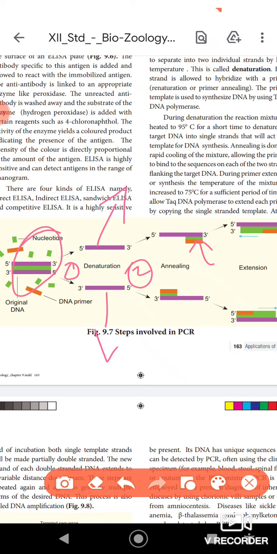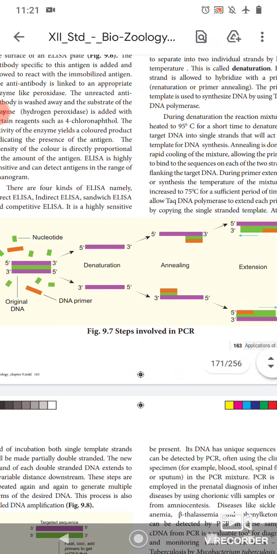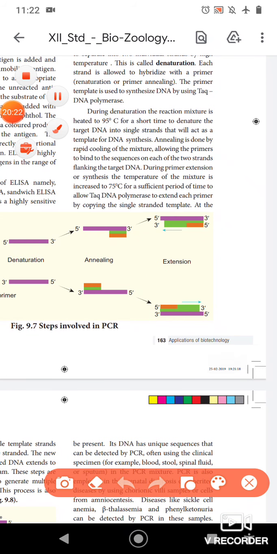So the primer is binding with the two separated single-stranded DNA with the help of the rapid cooling method. So that process is called the annealing. Coming to the third procedure, which is called the extension.